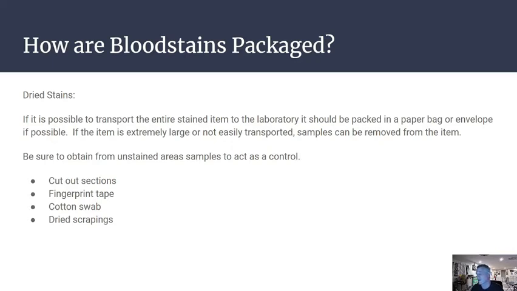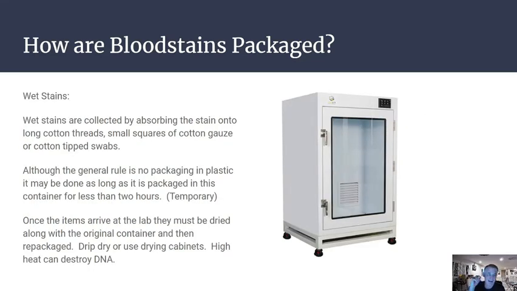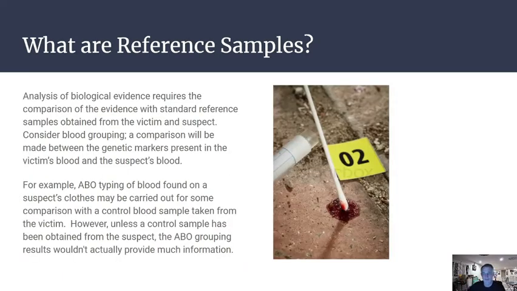Or you can lift it off with a cotton swab, wet with some distilled water, and so on. Wet stains are collected by absorbing the stain onto long cotton threads or small squares of cotton gauze, or a cotton tip swab, right? That's what they're talking about here. It's almost like a Q-tip, but a little bit longer. Then you put them into something called a swab box. This is the cotton at the end, and this is the container you would put it in to collect it.